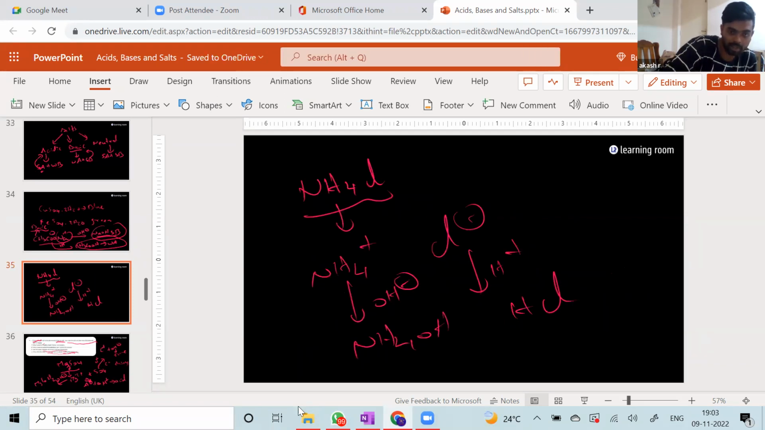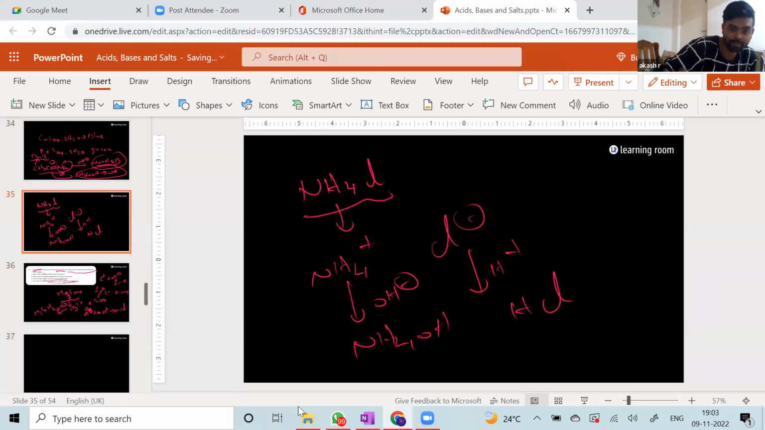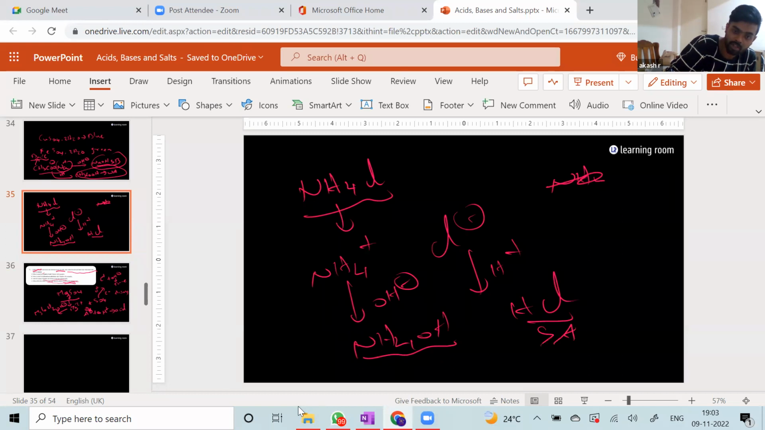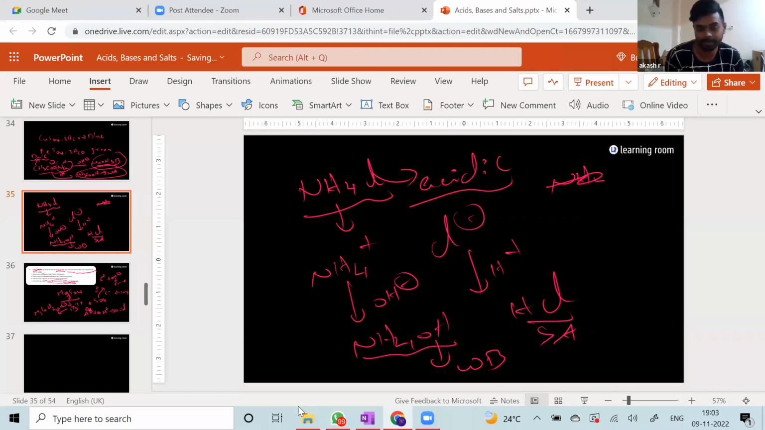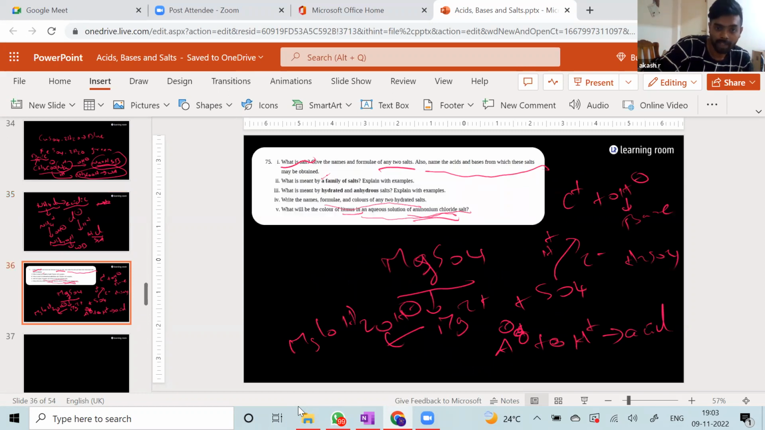Same way, what are they asking in this question? They're asking about ammonium chloride. Again, we know the acid and base used: NH4OH and HCl. I know HCl is a strong acid and ammonium hydroxide is a weak base, so definitely NH4Cl is going to be an acidic salt, because it is coming from a strong acid such as HCl. So what will be the litmus test? We understood that ammonium chloride is acidic in nature, so it is going to change your litmus color from blue to red.